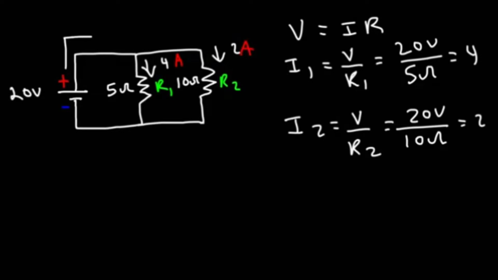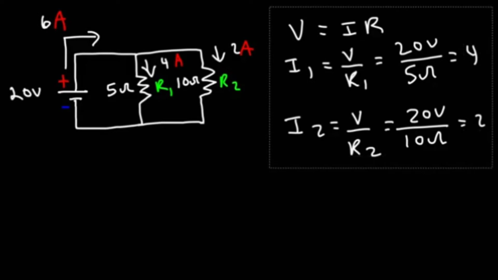The current that is leaving the battery is the sum of these two currents. So the battery is delivering 6 amps of current to the circuit. Now let's calculate the power dissipated by each resistor.